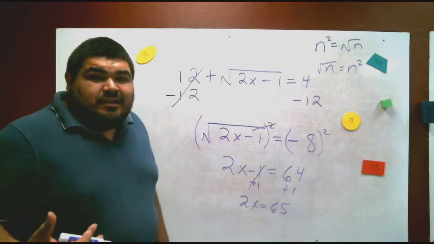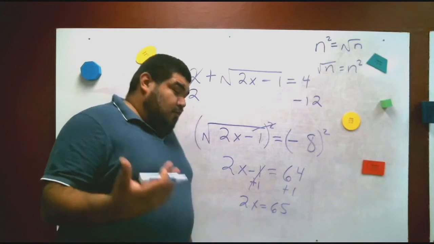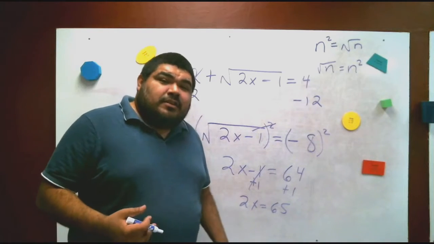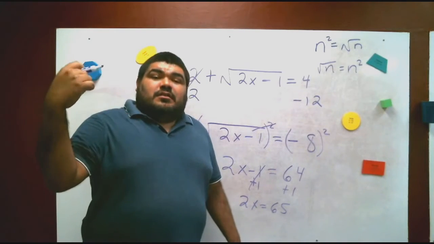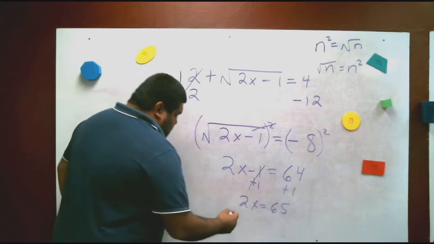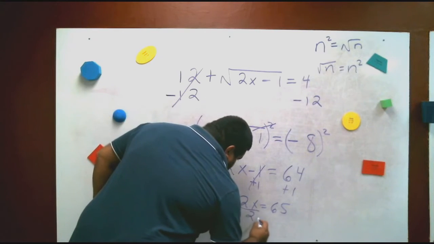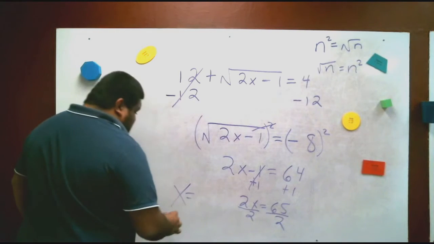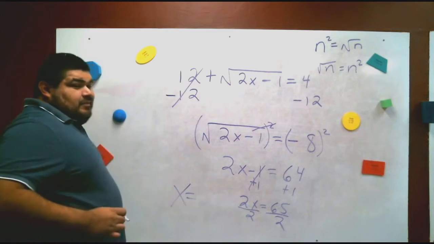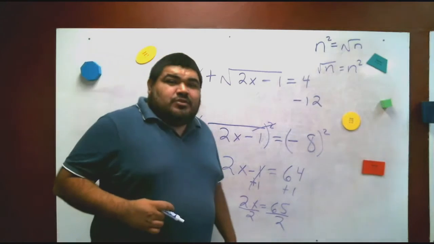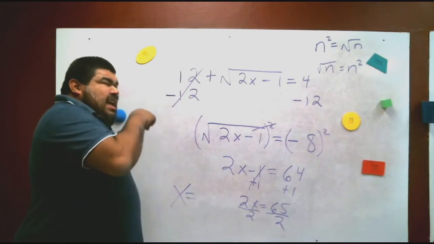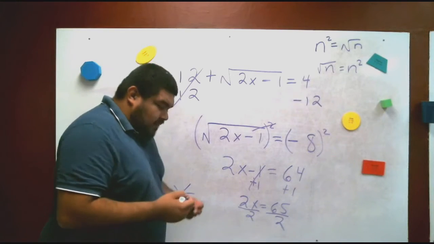And then finally, we're trying to solve for x. We divide, because remember, the opposite of multiplication is division. So we divide by 2. So therefore, x equals half of 65, which in this case is, sorry about that, guys.